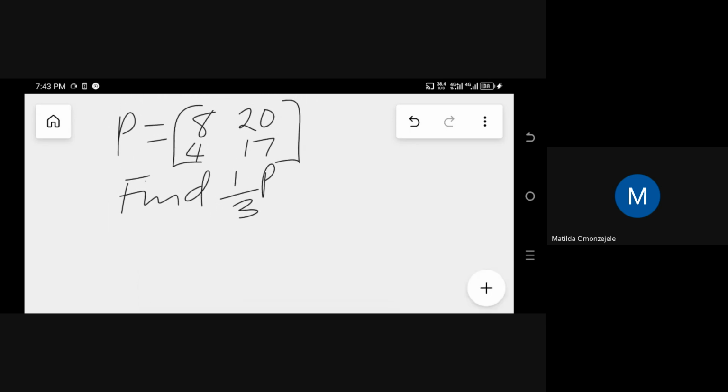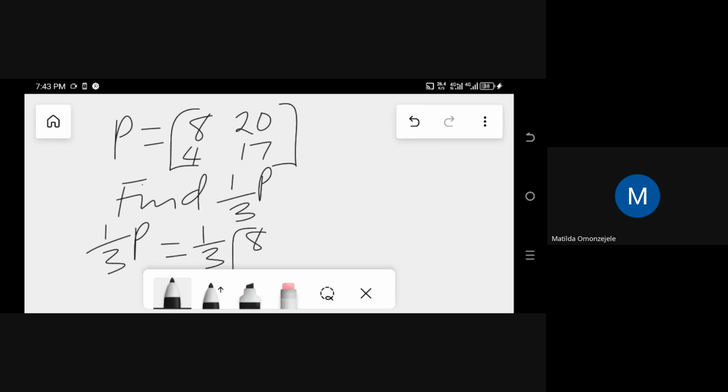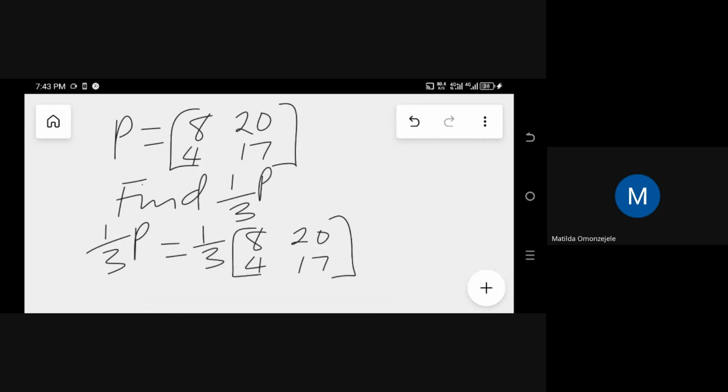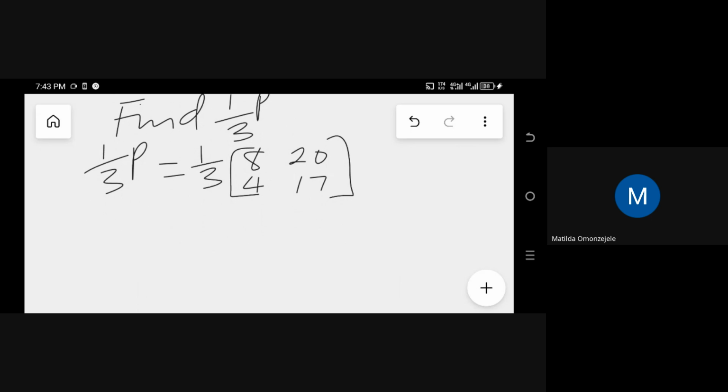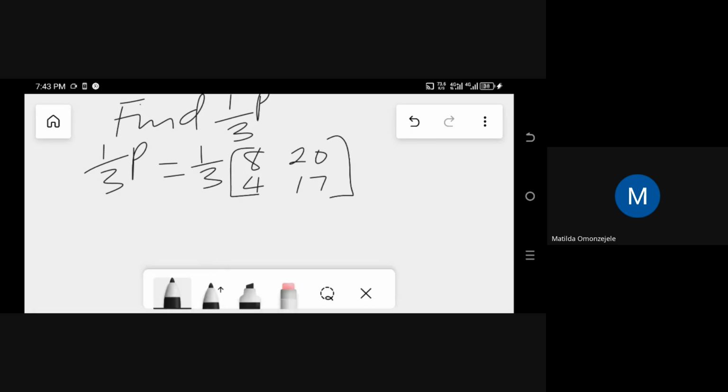Then 1/3 of P will be 1/3 multiplying the matrix 8, 20, 4, 17. See there, 1/3 of P. You have to multiply that matrix. When you do that, you would have a new matrix.